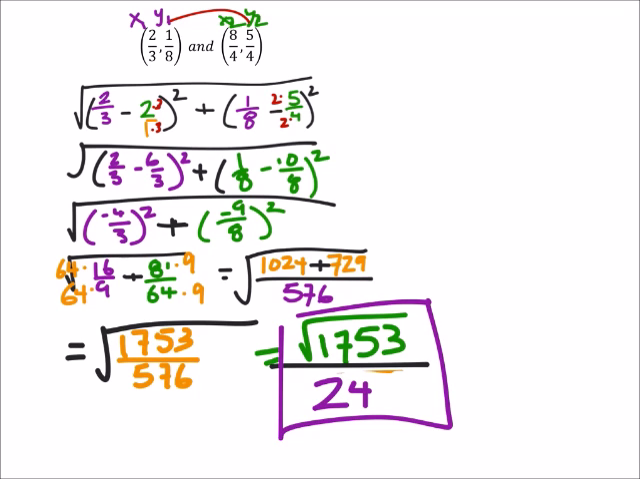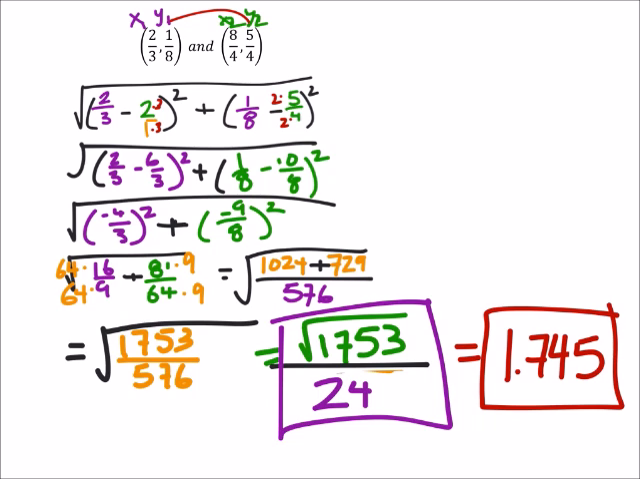So let's give them the approximation that they want. When I put this into my calculator, it also gives me an approximation of 1.74454, but we only wanted three decimal places, so I'm going to round that four up. Then I just erased up to a five. This is the approximation.